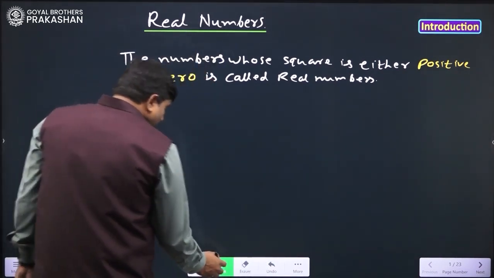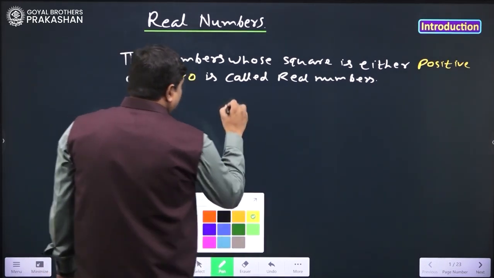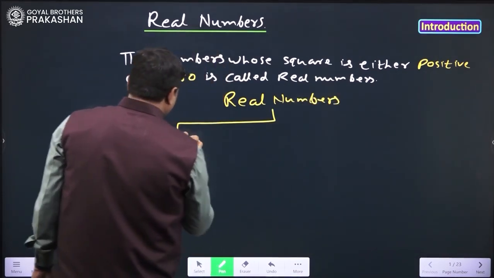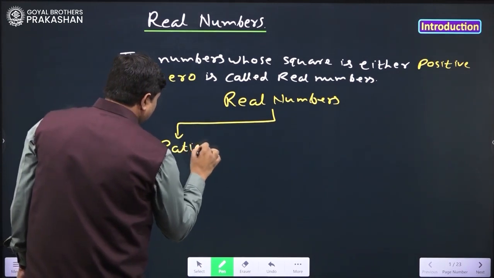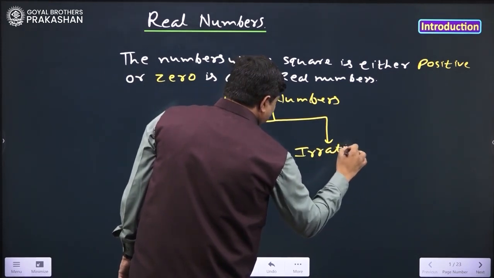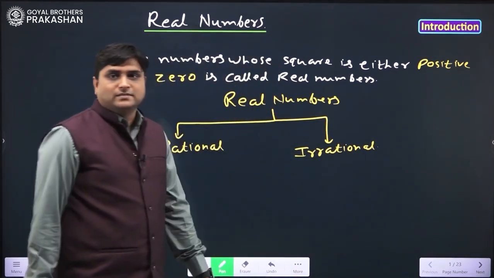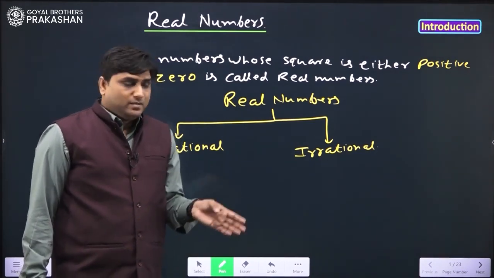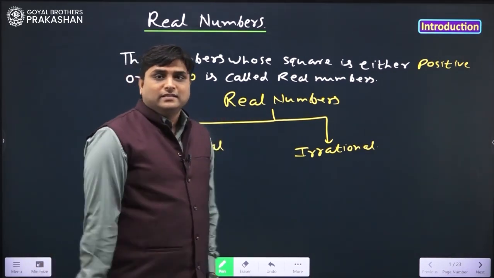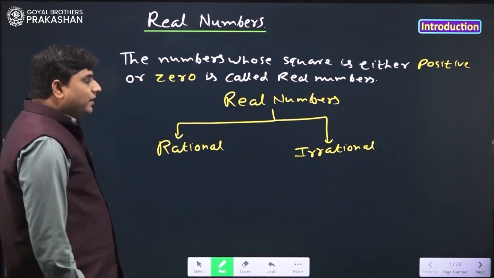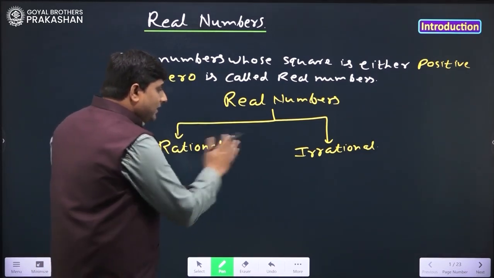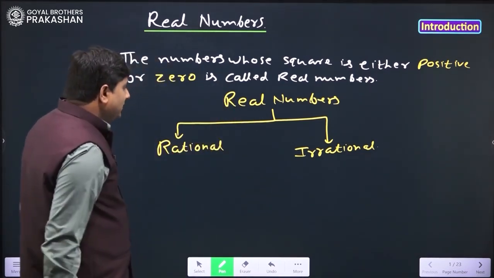Now real numbers are classified into rational numbers and irrational numbers. Means there are two types of real numbers. Either it is rational or irrational. Means if a number is rational, then it is real. If a number is irrational, then also it is real. Now we have to understand what are rational numbers and what are irrational numbers. Though both are real, they are different. Rational numbers are different from irrational numbers.